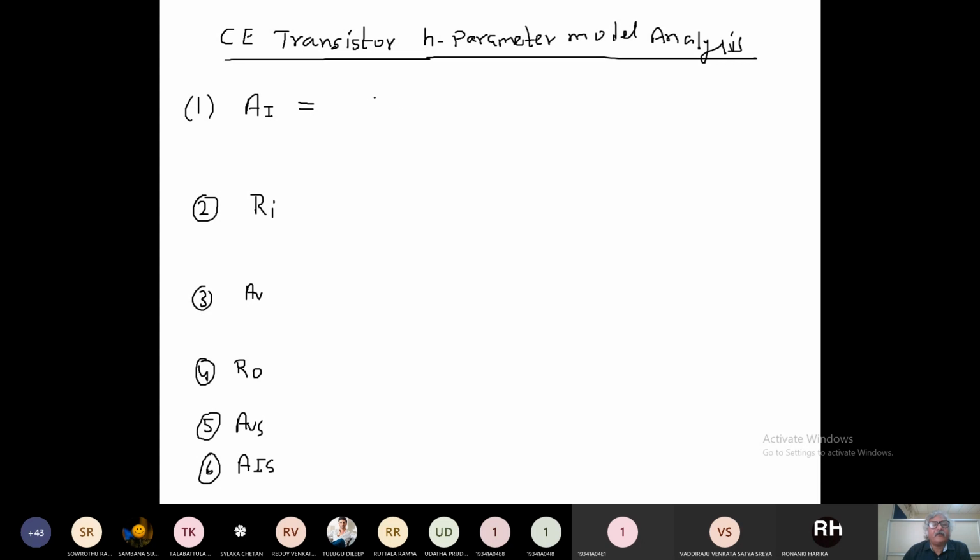So simply, the current gain is minus HFE by 1 plus HOE RL.